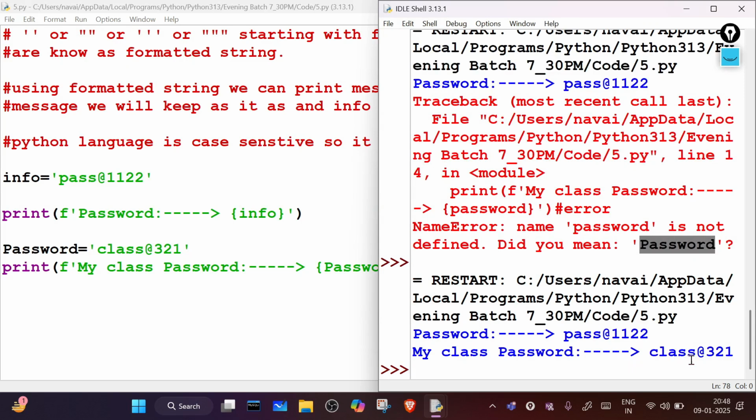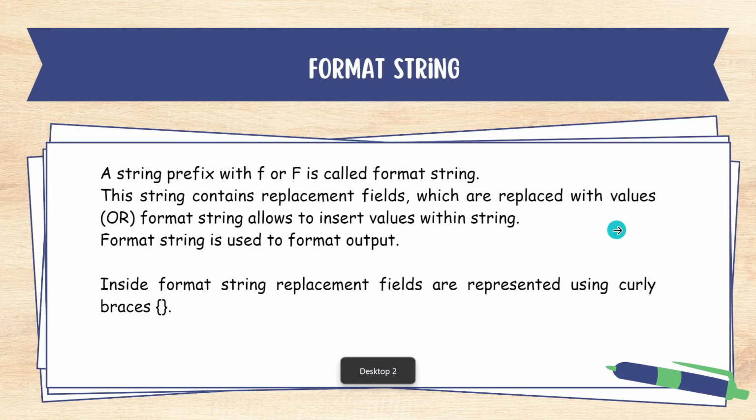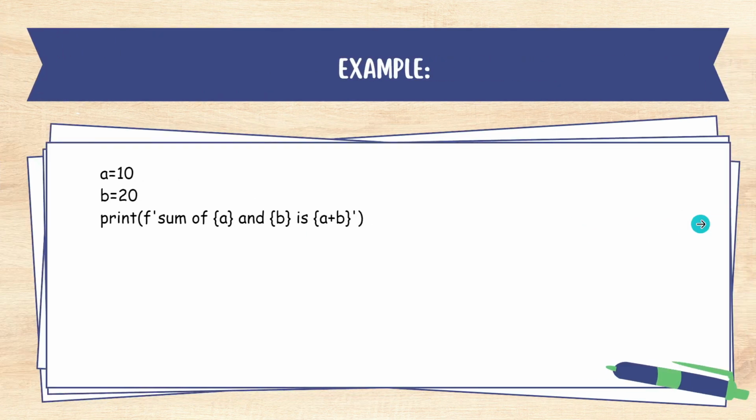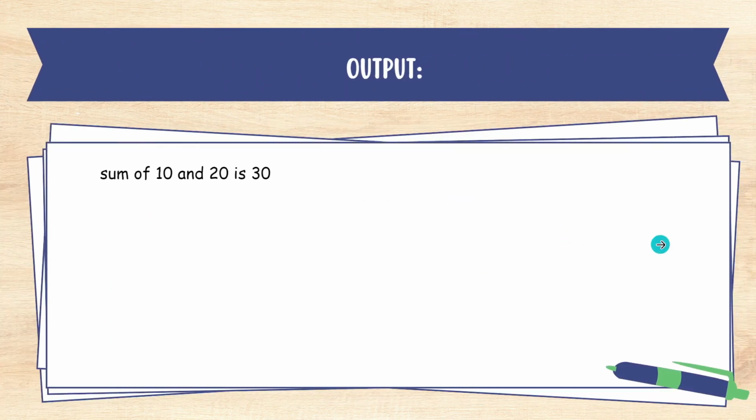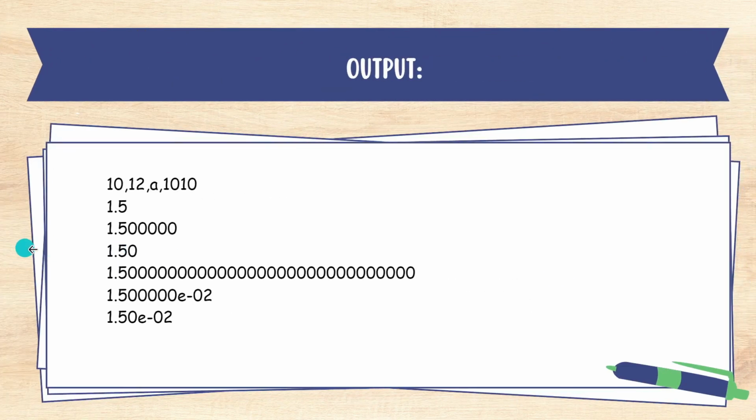So this is the thing I want to teach you here. It is printing class at the rate 321. Okay, understood? Yes, sir. Okay, very nice. So this is the same story here, the same story.